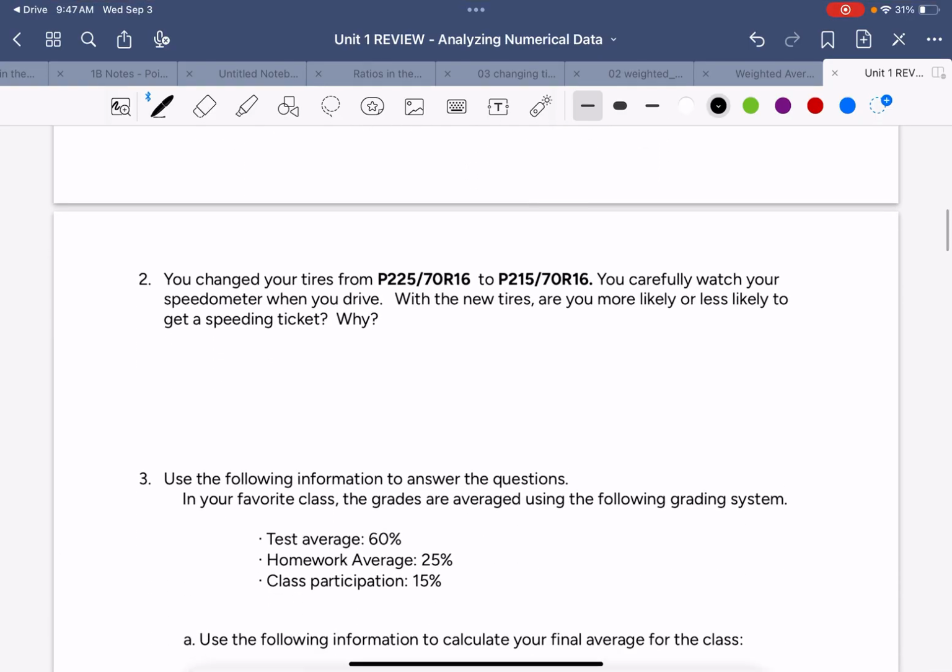So now notice these. We go from 225 at 70% to 215 at 70%, and with a 16-inch rim. So is the rim staying the same? Yes. Is the percentage staying the same? Yes. So all we're going to look at is here. I'm going from a larger tire to a smaller tire. If I go larger to smaller, do you think when I divide, I'm going to get 1 point something or 0 point something? Am I going to get more than 1 or less than 1?